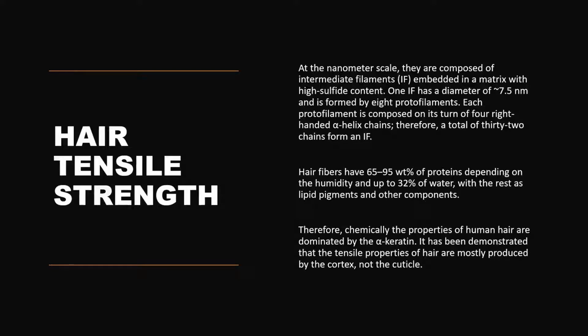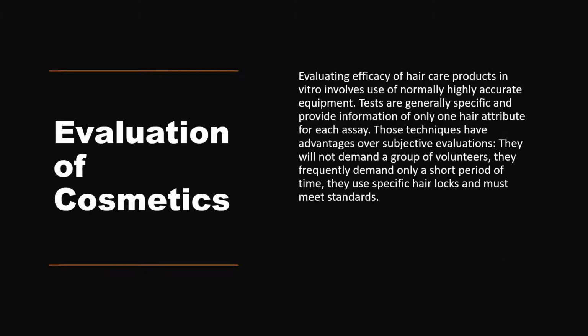Human hair fibers have approximately 65 to 95% protein by weight and about 32% water. The rest is made up of lipids, pigments, and other components. Therefore, chemically the properties of human hair are dominated by alpha keratin. It has been demonstrated that the tensile properties of the hair are mostly produced by the cortex and not the cuticle part. Now let us try to understand the evaluation of cosmetic hair products, for understanding the hair and its properties.